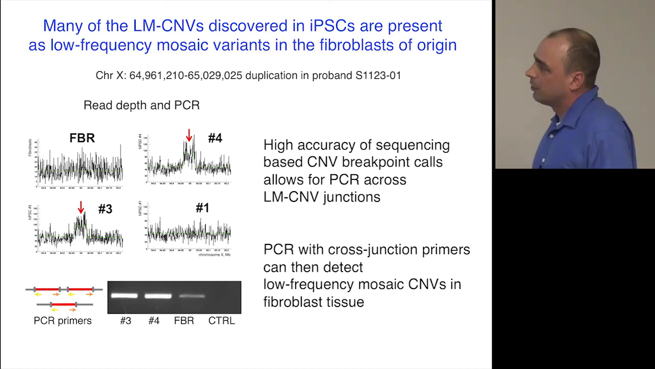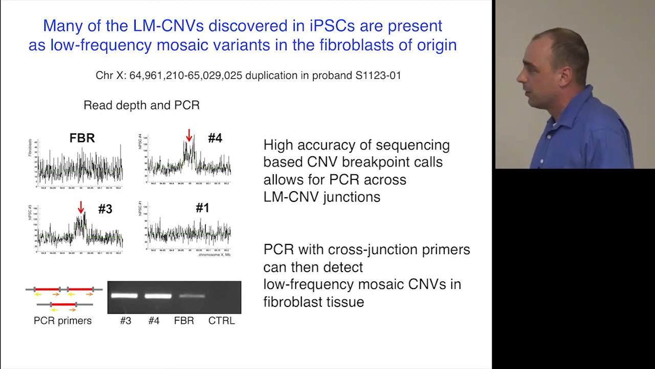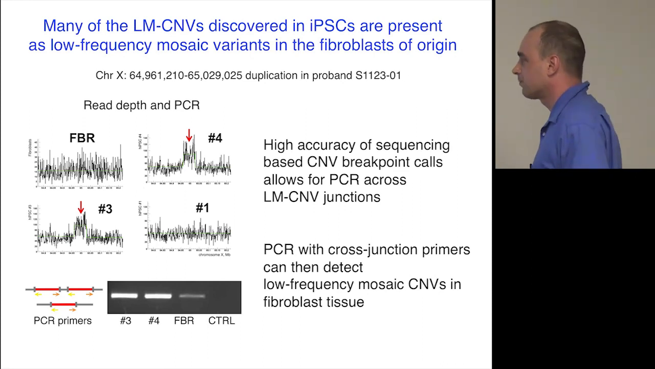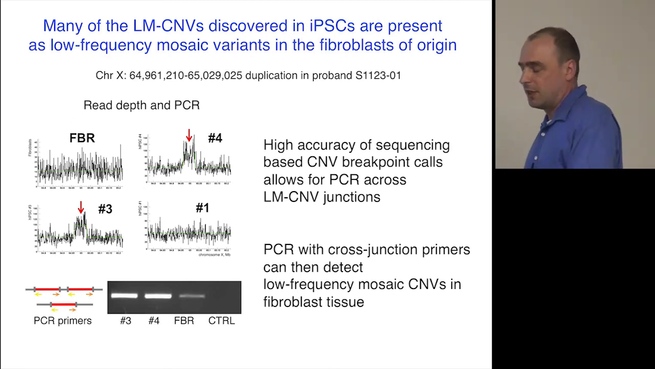And so now, since we had this working primer pair, we applied it to the DNA where you don't see an event in the fibroblast DNA. But sure enough, you do get a band, albeit a much weaker band, whereas you get no band in either this line or in a control line. So with PCR, with these cross-junction primers, we can detect what we now started believing was low-frequency mosaic CNVs in fibroblast tissue that get unmasked during the process of making these iPS lines by going through either single cells or at least just a small number of cells, where probably one becomes dominant in the iPS line.